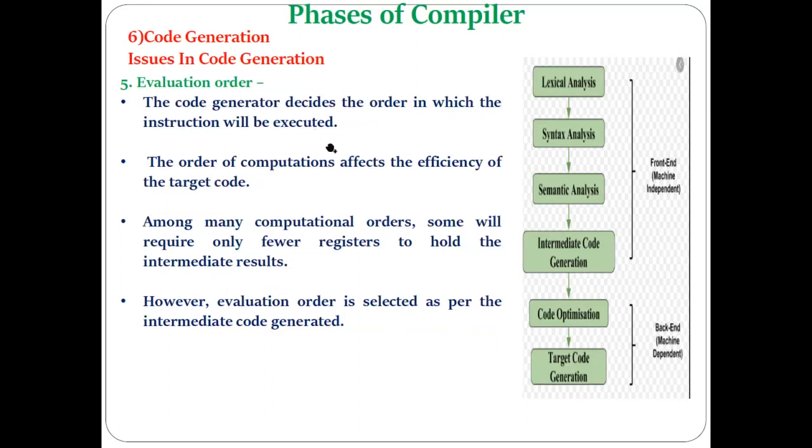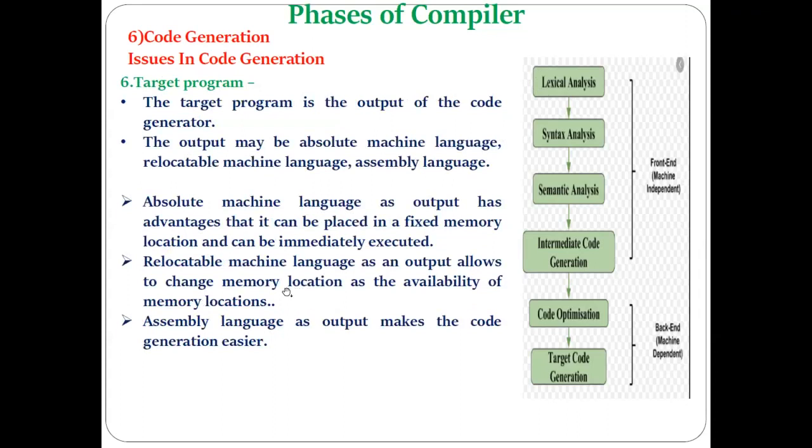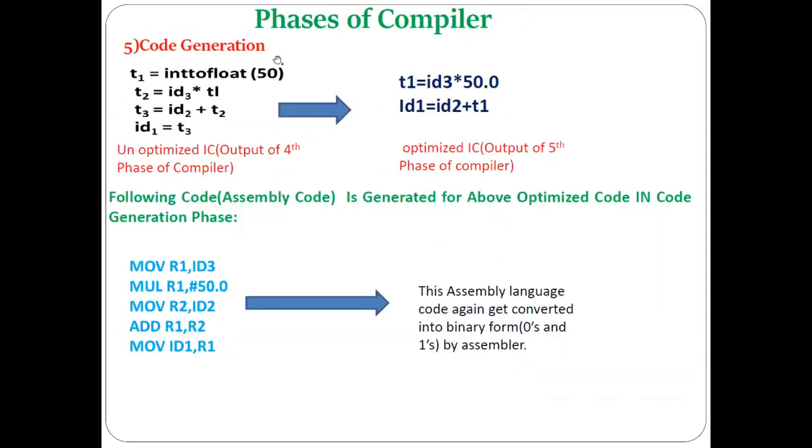Means here the code generation phase has to decide the order in which the instructions should be executed. That is the evaluation order. And generally, which order gets preferred? The order which is utilized during the intermediate code generation. And the last issue we have seen is what kind of target program will be generated by the target code generation phase. And lastly, we are going to discuss this example that you can see.